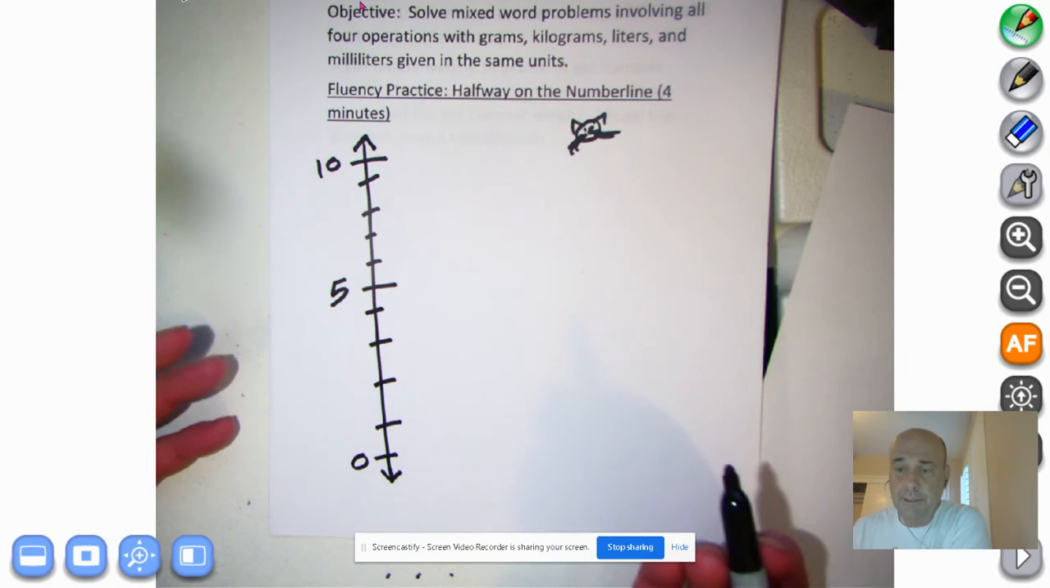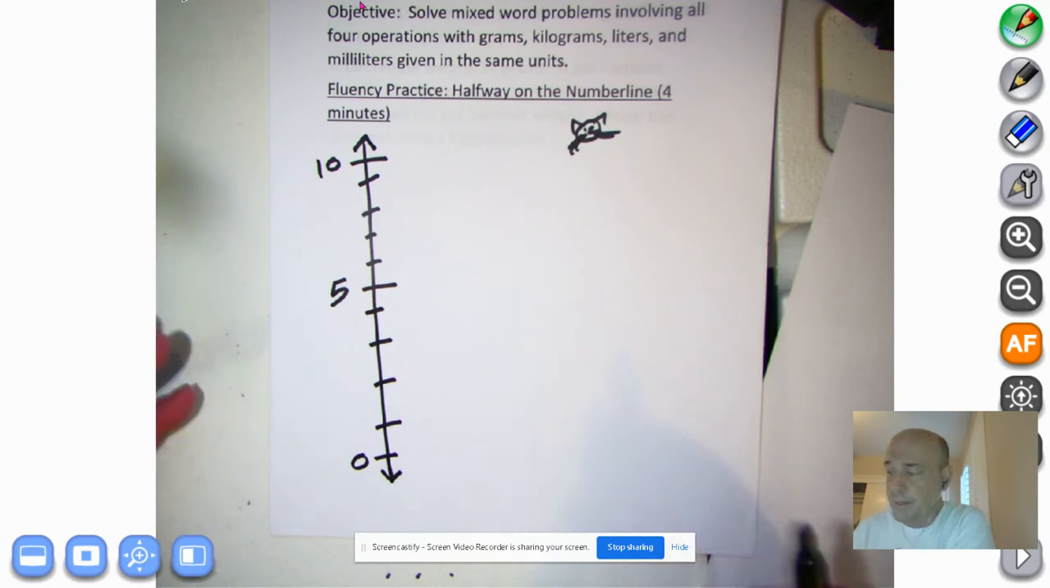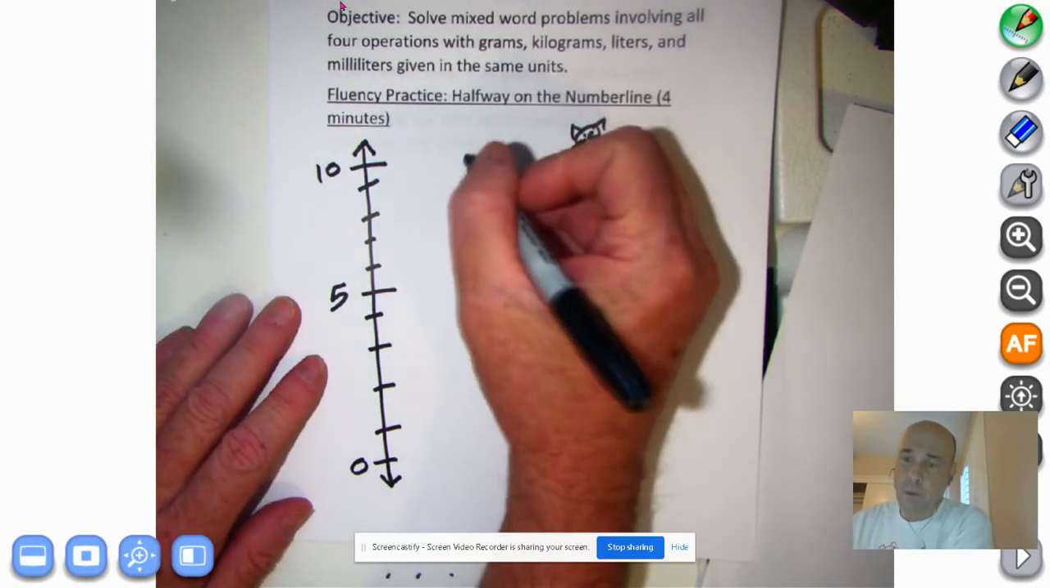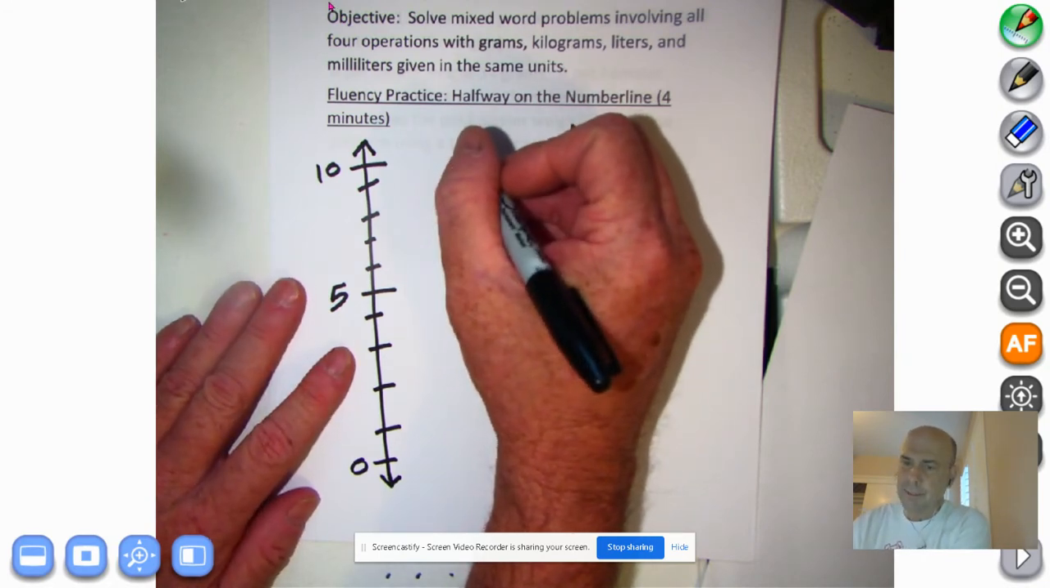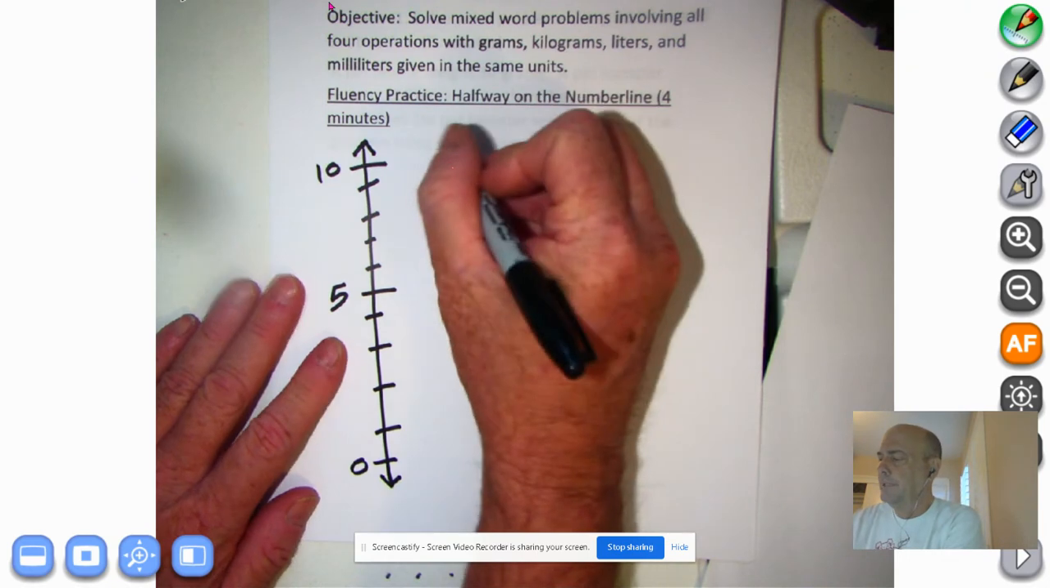If you need $10 to go to the movies and you got 5, you're halfway there. Got to mow another lawn to get that other $5. Not too many lawns in Anza, but maybe you can find one. All right, anyways, let's keep moving on.